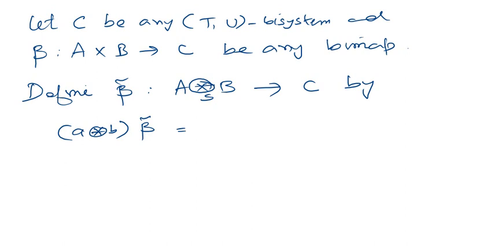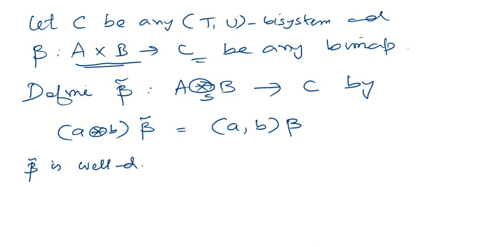Now we define it like this: AB of beta. Since this AB belongs to A cross B and the image of AB under beta is in C, the output is in C. That's there. So first we verify that this beta tilde is well defined, and it's also a TU map. Then we have to show that the triangle commutes. So first we verify that beta tilde is well defined.